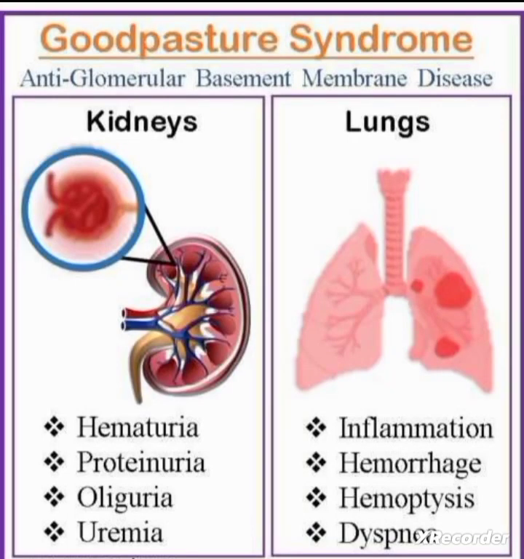Goodpasture syndrome, also known as anti-glomerular basement membrane disease, is an autoimmune condition that affects the kidneys and lungs by causing development of autoantibodies that target the basement membrane. Mainly the kidneys and lungs are affected. That's why the patients will have hematuria, proteinuria, oliguria, uremia. In case of lungs, inflammation, hemorrhage, hemoptysis, and dyspnea will be there.